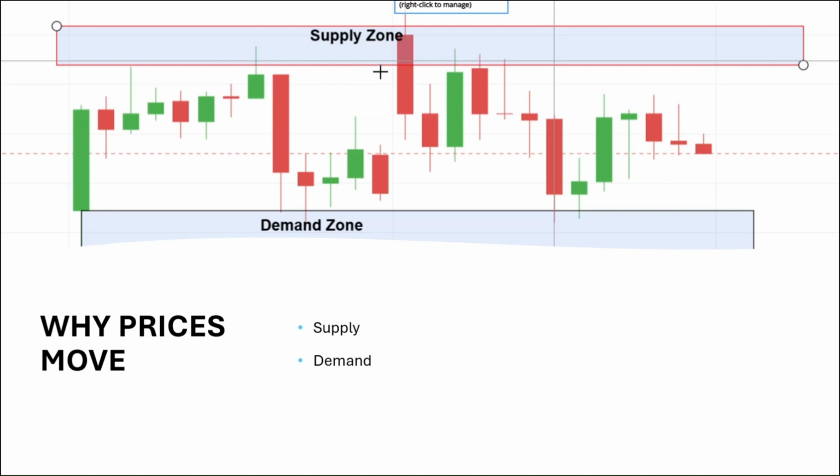And also, if you see the demand zone and supply zone, the demand zone is nothing but a zone from which the prices might go up because there is huge demand. The supply zone is nothing but a zone from which the prices might come down because there are a lot of sellers sitting at that zone.